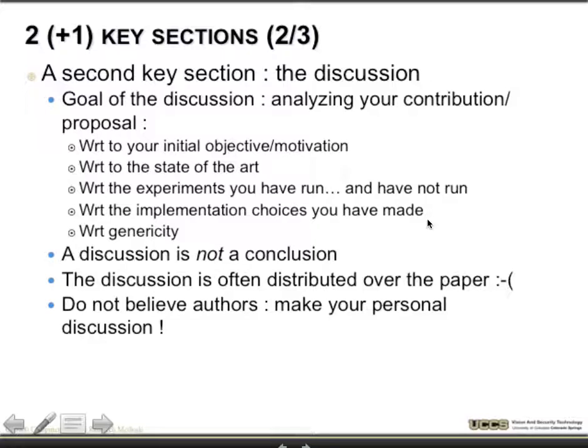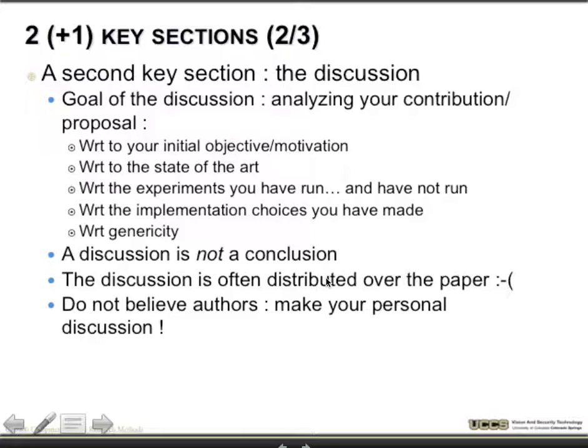With respect to that, if you're writing one, you're going to be talking about the implementation choices you've made and talking a little bit about how generalizable this work is. All of those things are part of what goes into writing these sections, and therefore when you're reading them, you can be looking for these same elements. Okay, the discussion is really not a conclusion. A good discussion doesn't draw a conclusion. It presents the facts and the relationships and lets the reader draw their own conclusion. You have a separate section to draw conclusions.